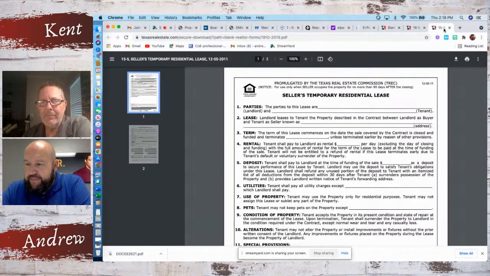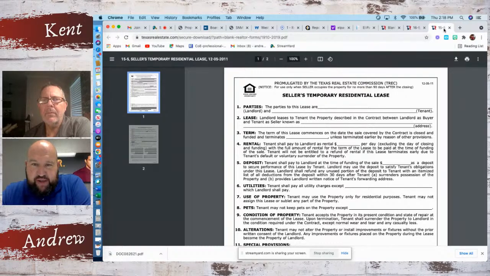Right. So we want to go through the seller's temporary residential lease side. Again, guys, it's extremely dangerous. So many things can go wrong. It is a last-ditch effort of we have to do this or else, but be very careful in these things. It works the same way again.